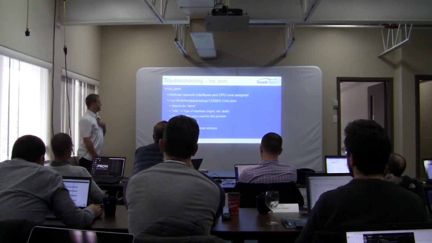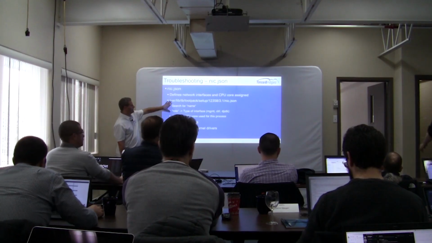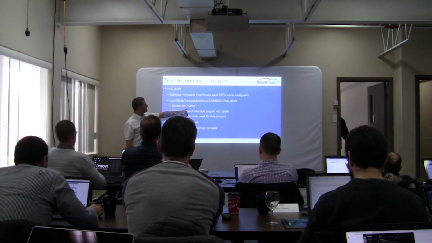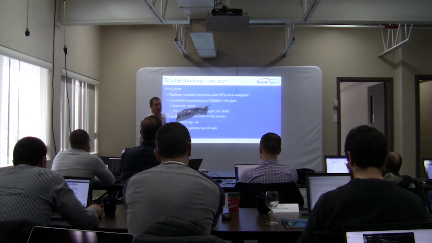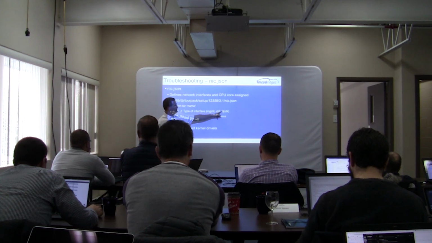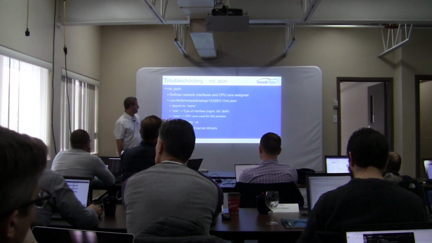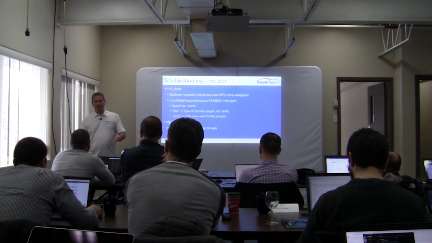And then you have the nic.json file. It's an important file that assigns the network interfaces to the cores for the LAN 1 interfaces. In this file, it's not a very long file, but it has names, for example, management 0, control 0, LAN 0, stuff like that. And it tells you the role. The only ones that are interesting are the ones that say DPDK in this file. And then core, it tells you on which core you will run this network interface.